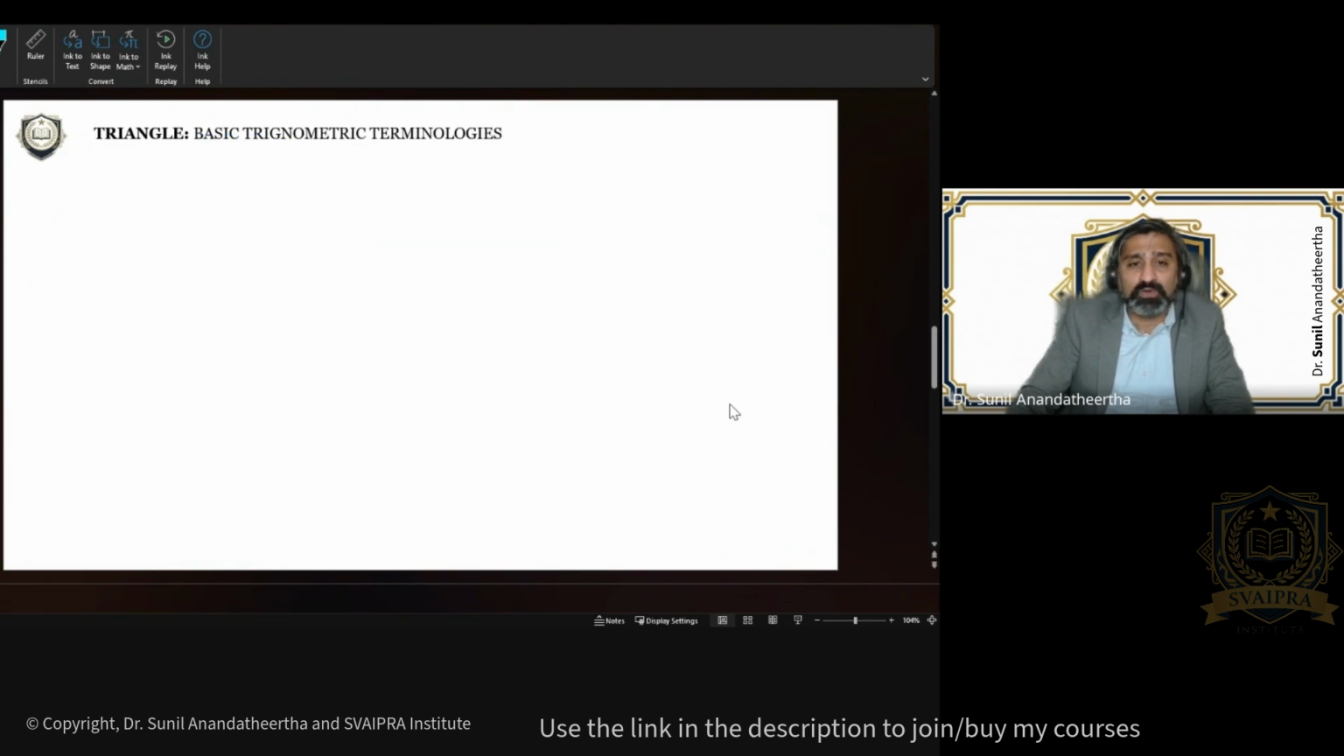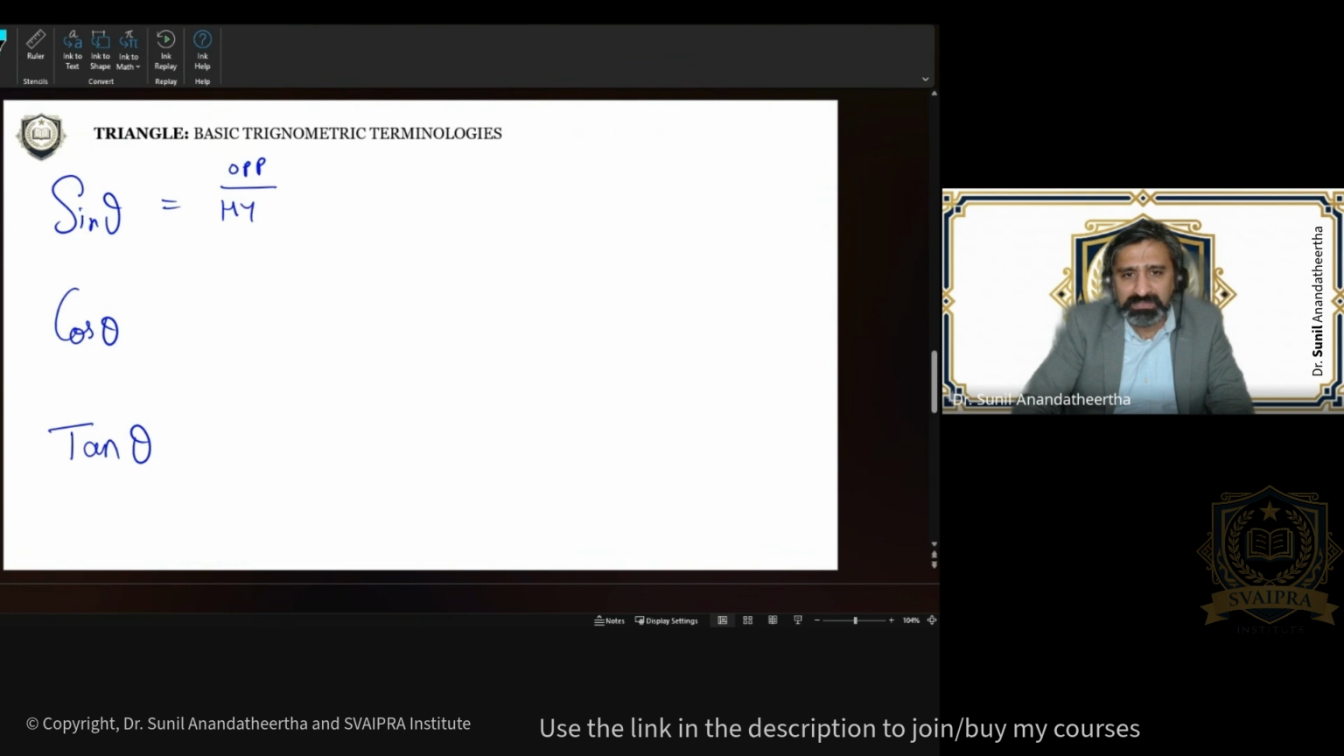Okay, now let's go forward and have a look at basic trigonometric terminologies. We have already seen these. The only thing I'm going to be doing here is writing them down explicitly. One is sine theta, the other is cos theta, and the other is tan theta. Now sine theta is opposite by hypotenuse, and cos theta is adjacent divided by hypotenuse, and tan theta is opposite divided by adjacent side. In other words, sine theta divided by cos theta.